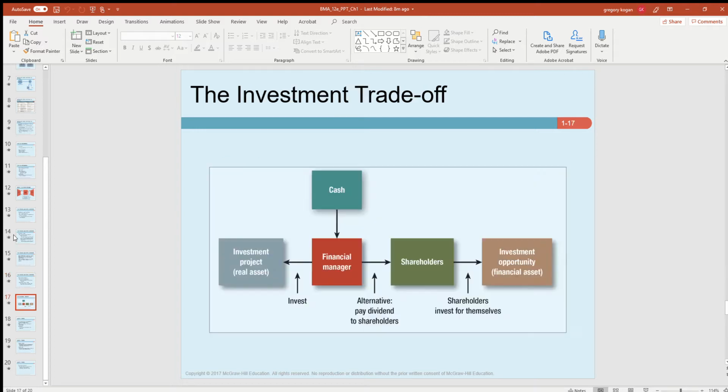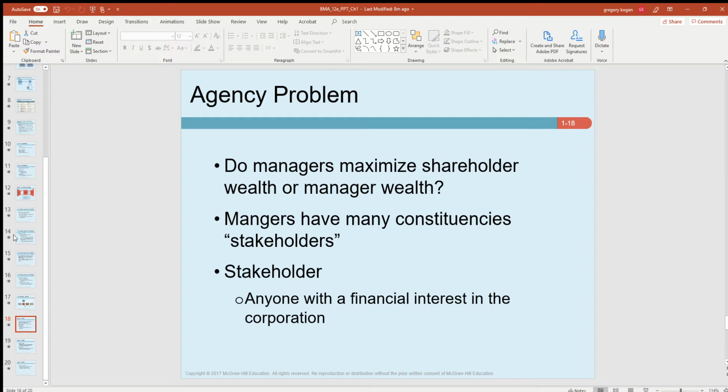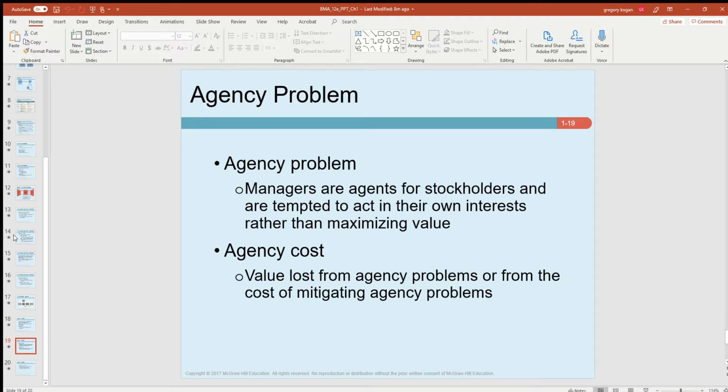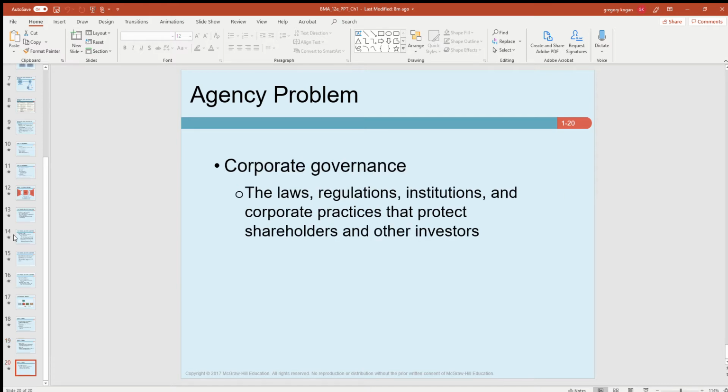So in terms of the investment trade-off, on the next slide we're looking at how managers have the trade-off of whether to give money back to the shareholders or to make investments into real assets. So that's what we're going to look at, is how managers make that investment. How do they decide what to invest into?